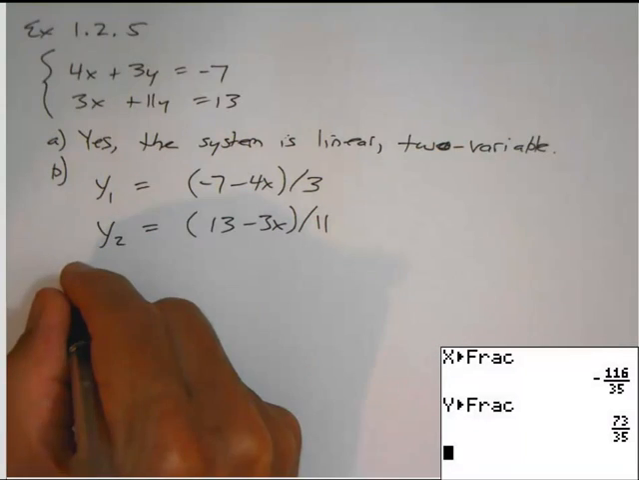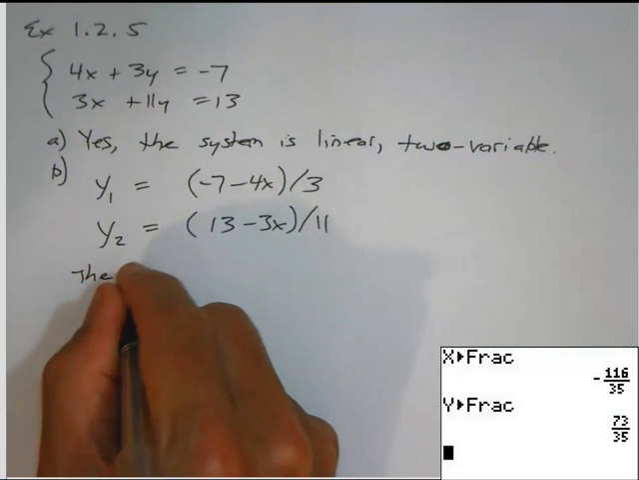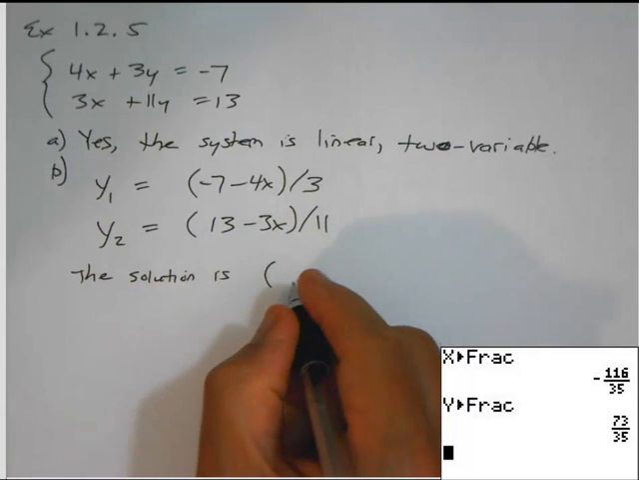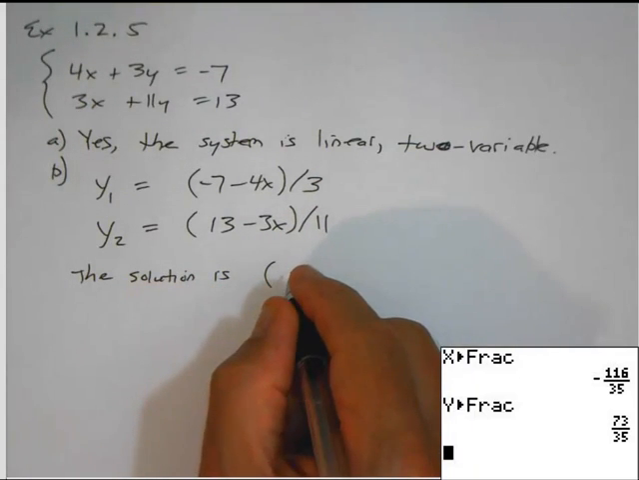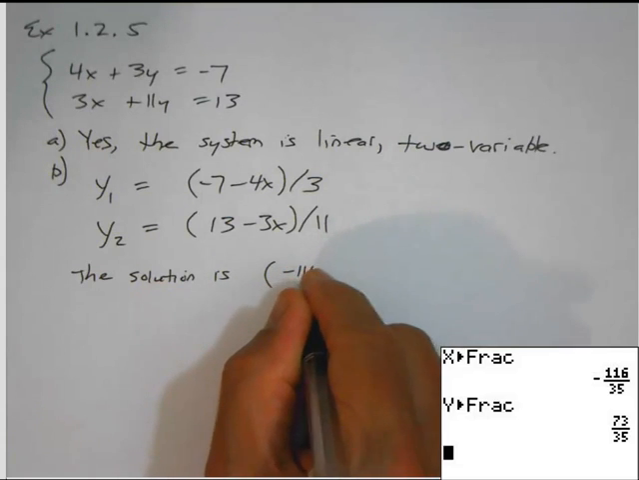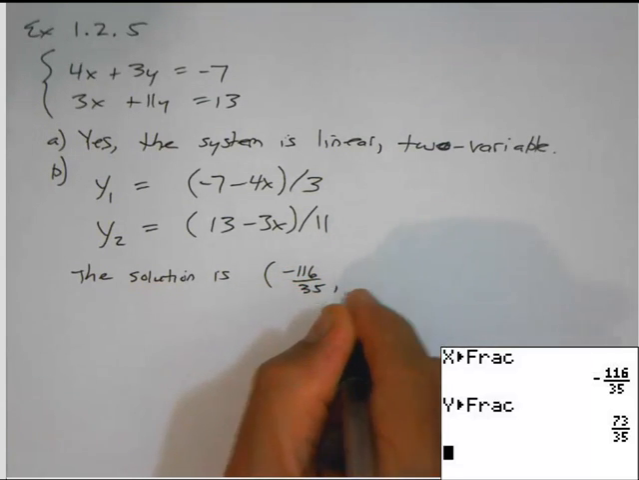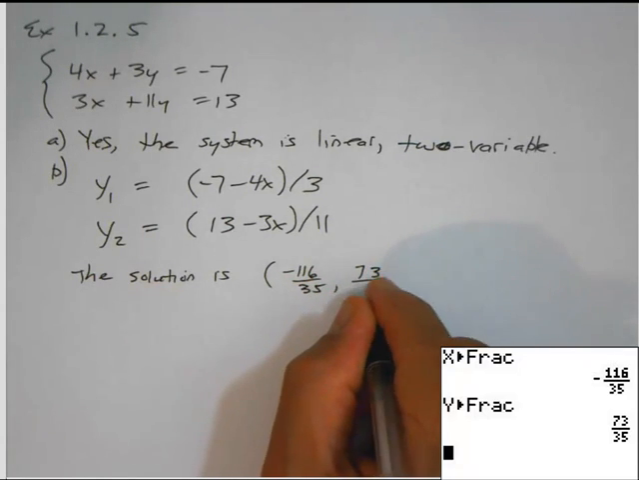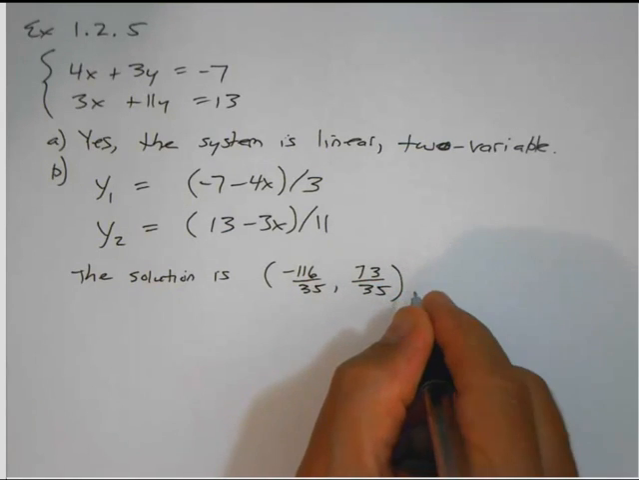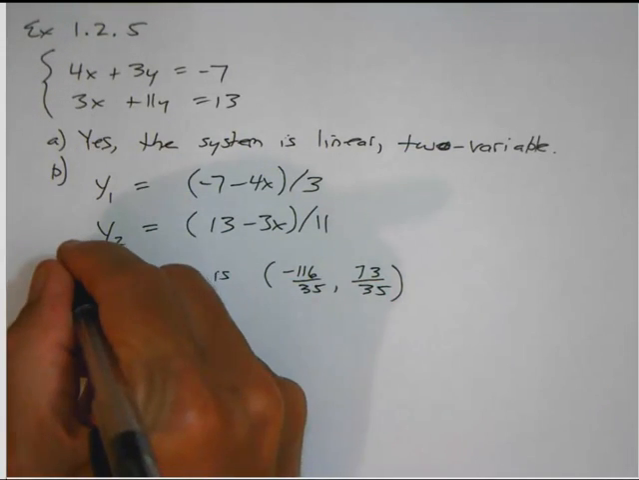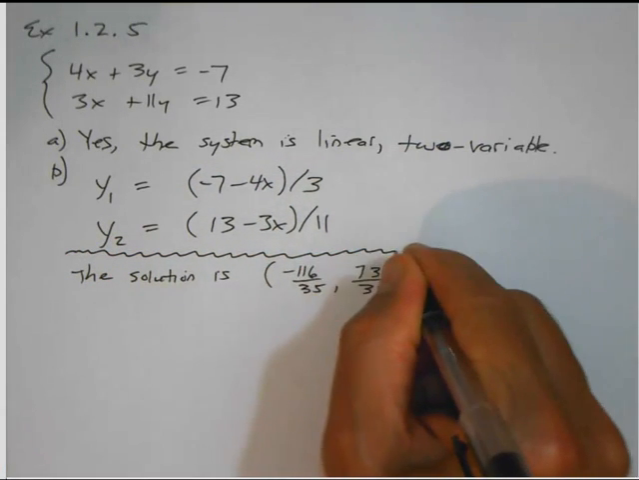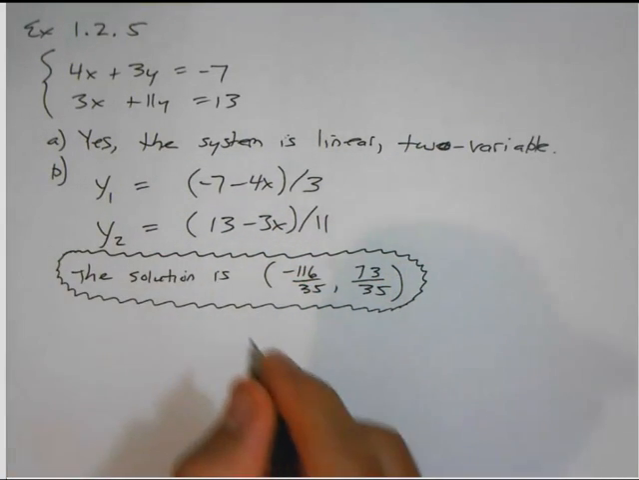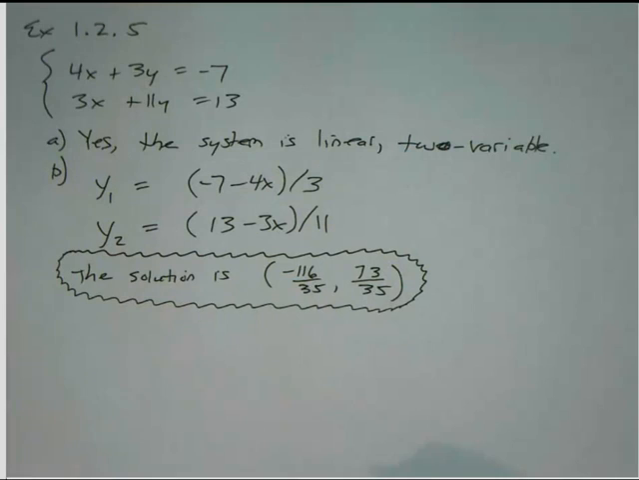We're able to write the solution is this ordered pair here with an x-coordinate negative 116 over 35 and a y-coordinate of 73 over 35. Alright, I like the conclusive statement to be most prominent so that it contrasts nicely from all the little scratch work in the background. Okay, now we've got that there.